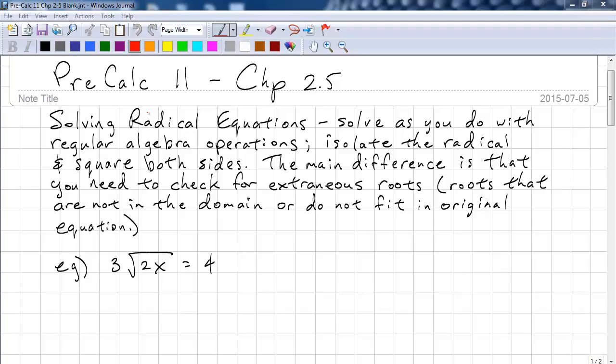And what you might not be used to doing is checking your answers, and that's the main difference. You need to check for extraneous roots. Okay, so this means roots that are not in the domain or answers that do not fit the original equation.